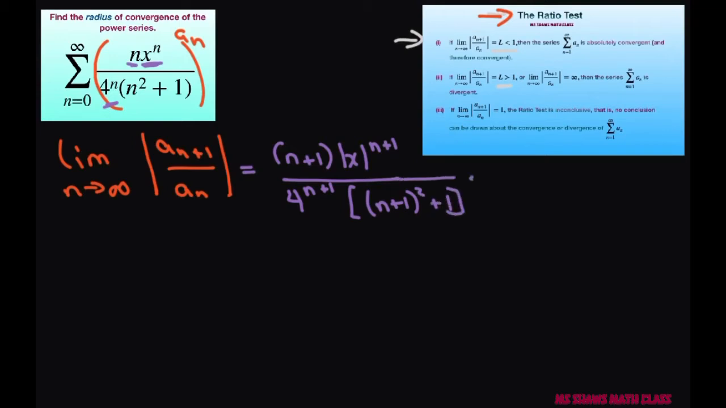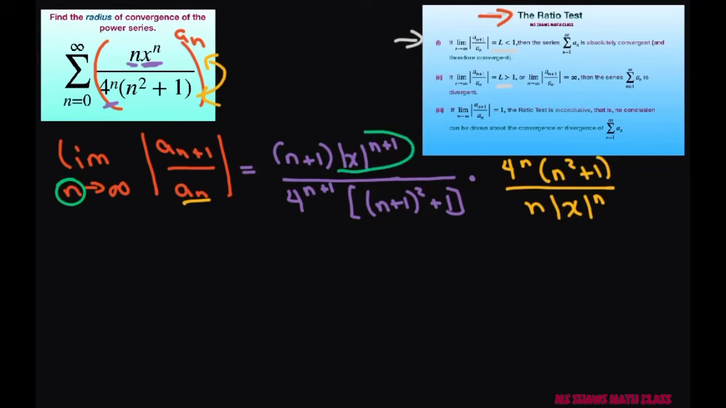All right. Now, we're dividing by a sub n, which is the same as multiplying by the reciprocal. So that's going to be times 4 to the power of n times n squared plus 1 divided by n, and then go ahead and put the absolute value on your x to the power of n. Now, I want to pull everything out that doesn't have an n in it. So anything without an n, because we're only taking the limit of n. So let's pull this out.